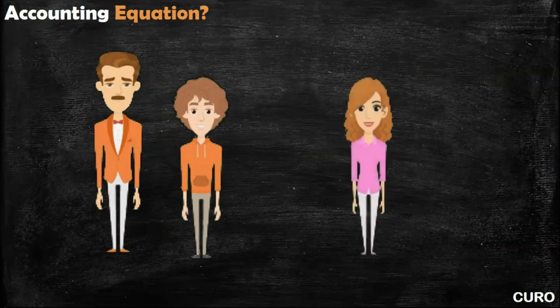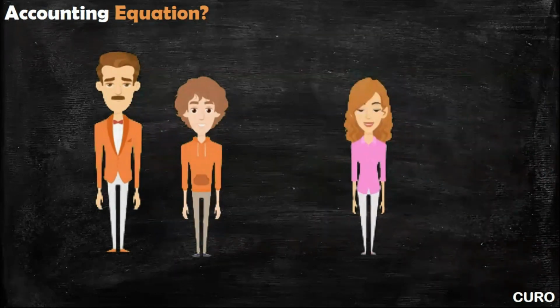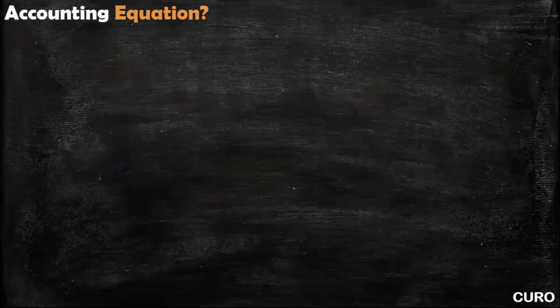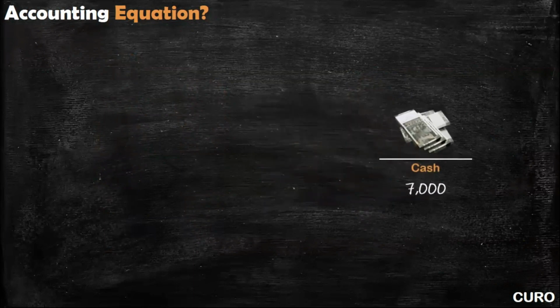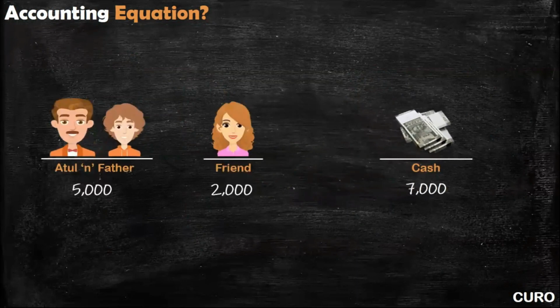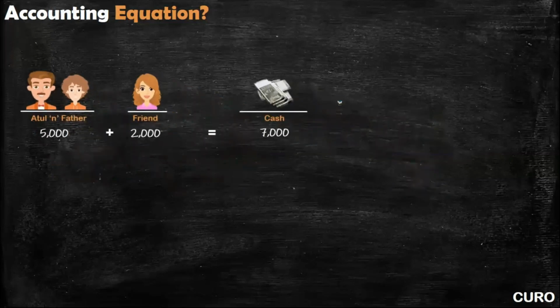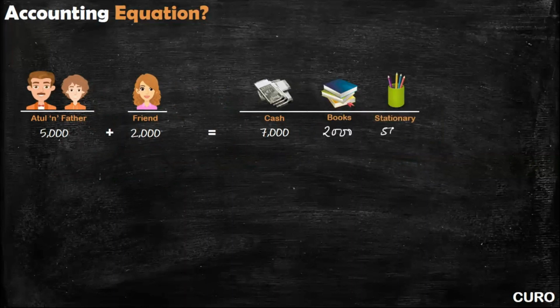So, he went to his friend and borrowed about 2,000 rupees from her and promised her to pay back in a couple of months. Now, Atul has 7,000 in form of cash, of which he got 5,000 from home and borrowed 2,000 from his friend. This forms an equation that we call an accounting equation. With this money, he purchased books worth rupees 2,000, stationery for rupees 500, a school bag of rupees 1,000 and a school uniform costing him rupees 1,500.